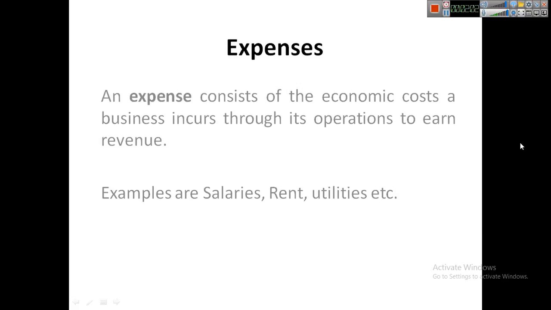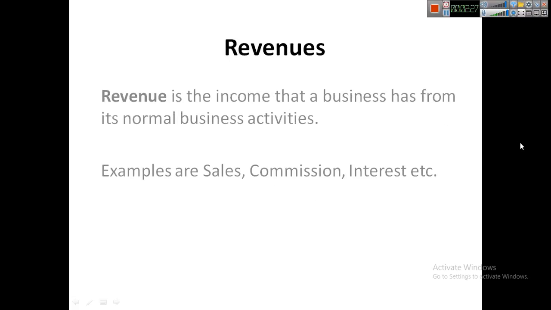Expenses. Expenses consist of economic costs a business incurs through its operation to earn revenue. You have seen so many examples of expenses, just like you are paying salary to your workforce, you are paying rent for your factory or for your shop, you are paying utilities just like for electricity, for gas and for telephone facility.